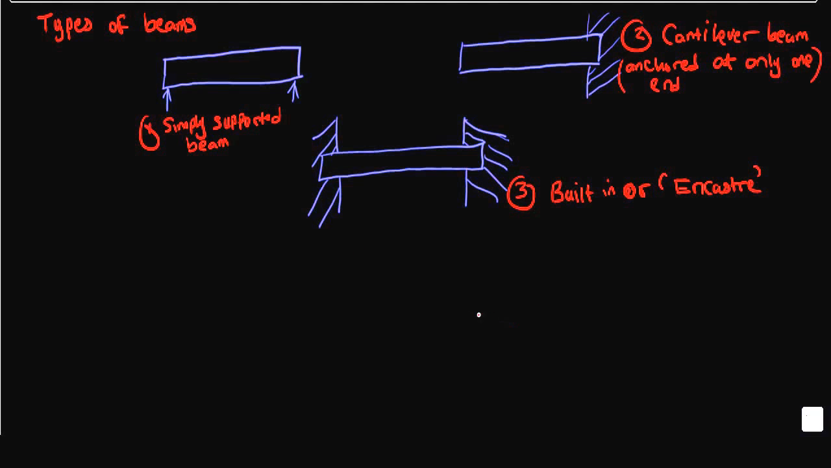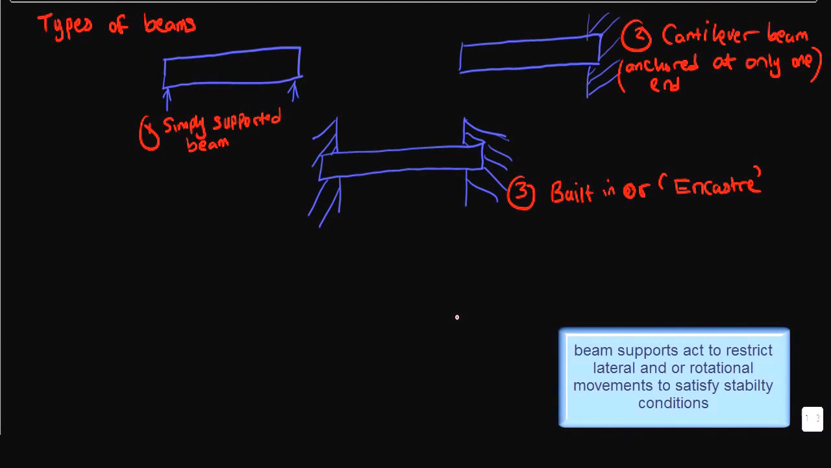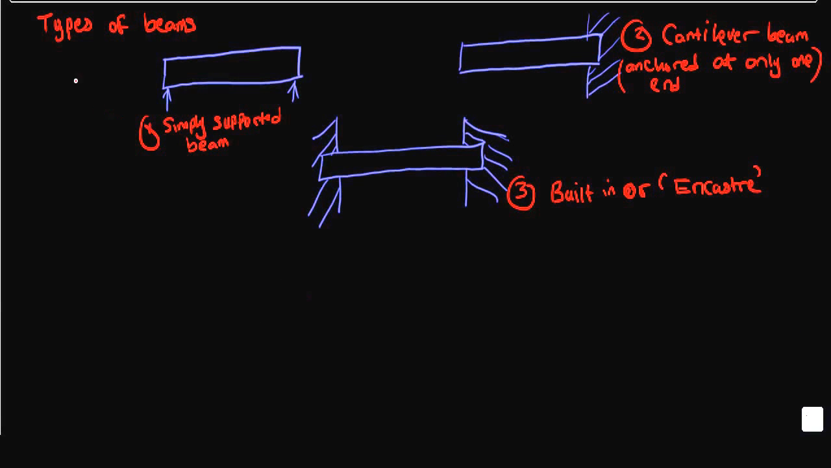Now, beams are usually described by how they are supported. The supports basically act to restrict movements. It could be lateral movement or rotational movements. So these are the supports. I'll get another color just not to confuse you. So this would be the supports that I'm talking about.